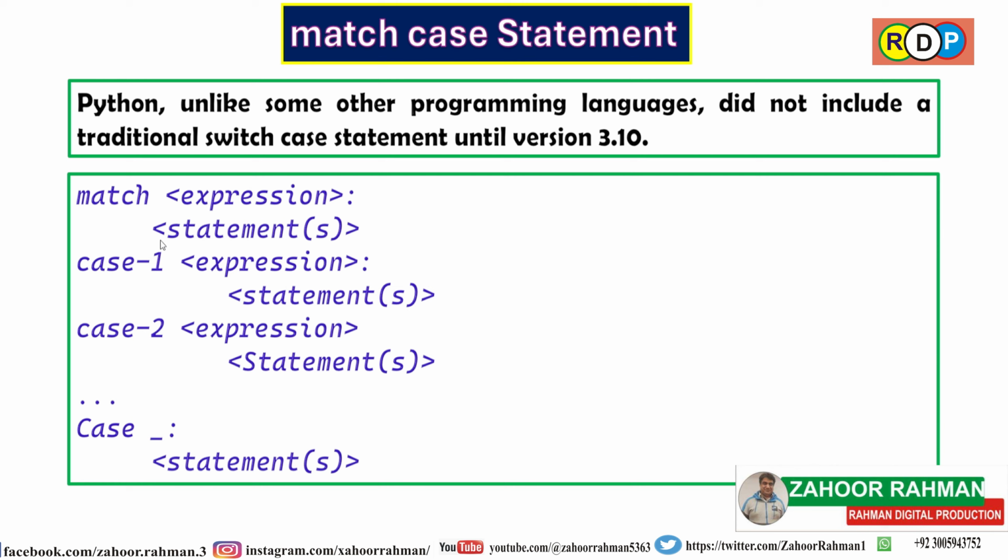If this expression is matching case 1, then this statement will be executed, and if the expression is matching case 2, then this statement or group of statements will be executed. Similarly, we can include many case statements if it is equal to the third or fourth or fifth and so on up to n, then control will be transferred to that particular branch, and the statement or group of statements inside that branch will be executed, and it will return to the program again.